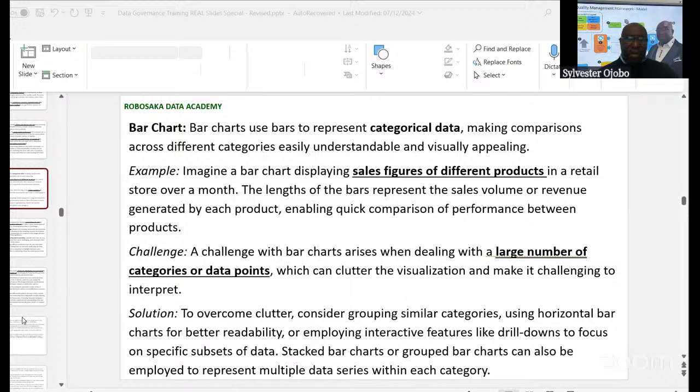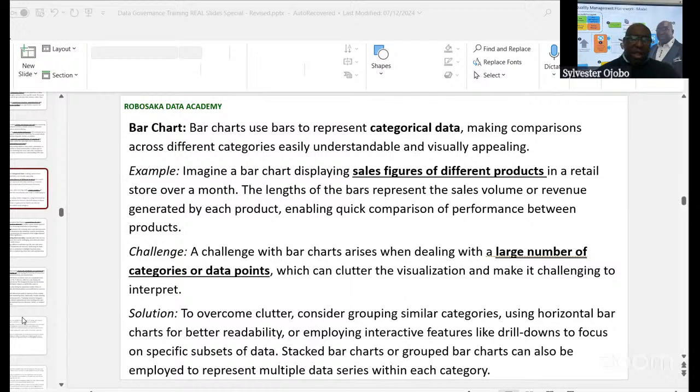If you have a large number of categories, not categories of products but categories of things, then you need to represent it using a bar chart. If you have a large number of categories and data points, which clutter the visualization and make it challenging for somebody to interpret, especially the chief executive, or maybe the chief executive may employ a business analyst. Of course, I think a business analyst should be able to know this a lot.